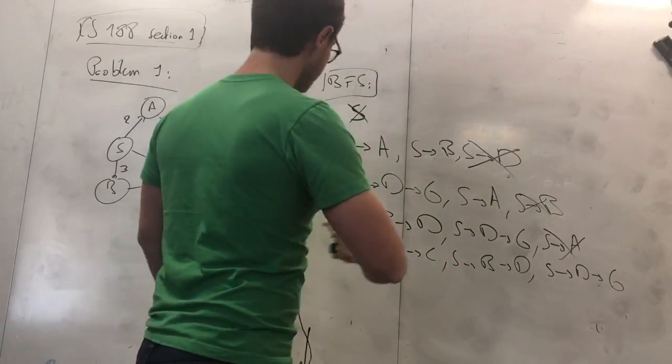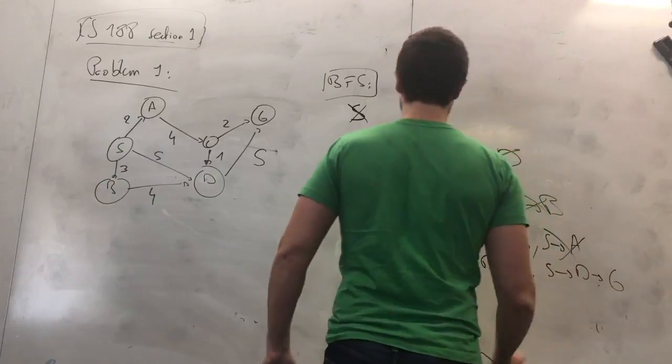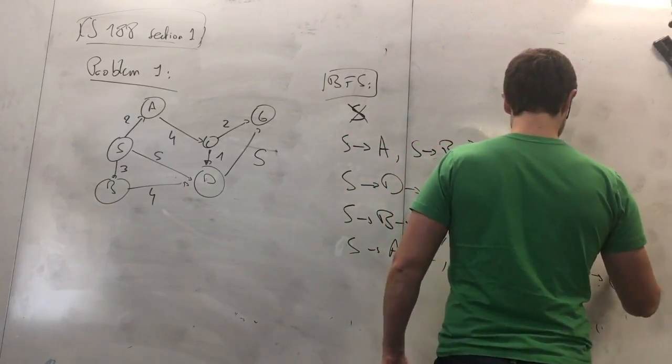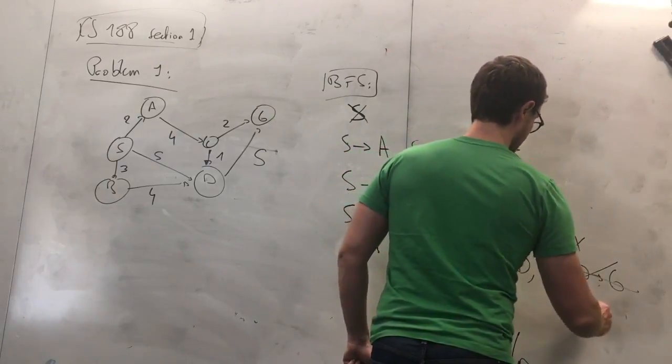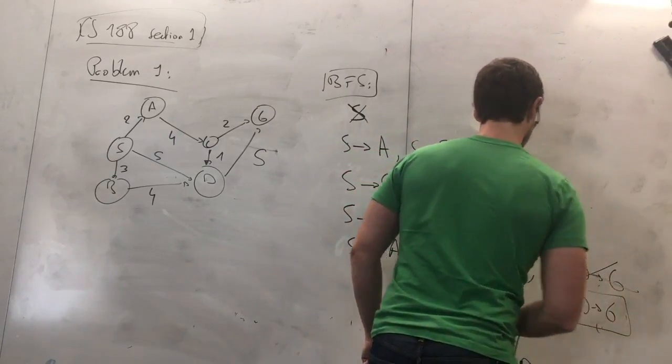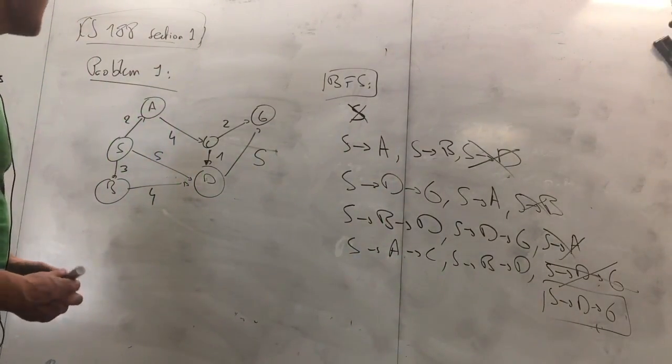And now we expand S to D to G. We expand from the goal. So we're done. We know that this is the path we're going to return. And as you can see, we didn't need many steps to do this.